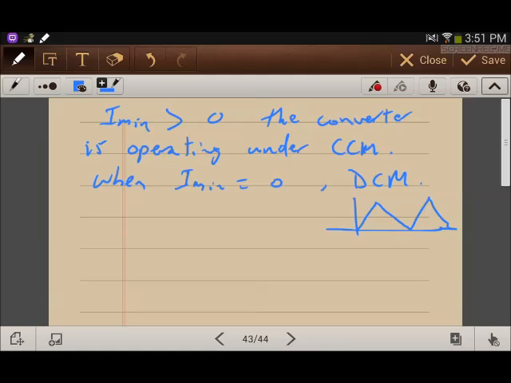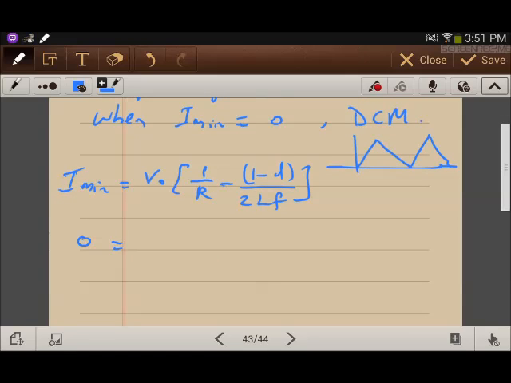So I want to find the value of L that will make the current operate under CCM. So I will write the equation for I min, which is equal to V out, 1 over R minus 1 minus D divided by 2LF. So this is 0 equal to V out, 1 over R minus 1 minus D over 2LF.